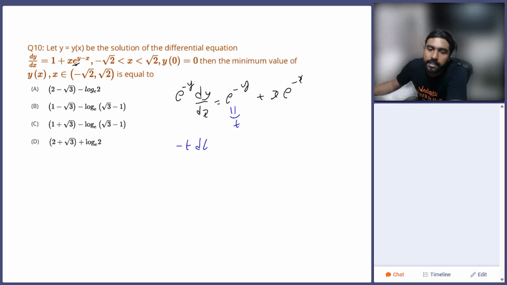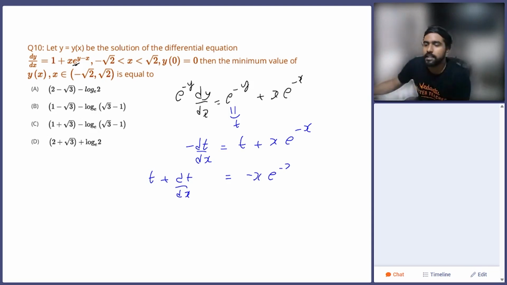So this gives me minus dt by dx. Sorry, minus dt by dx. Okay, simply minus dt by dx is equal to t plus x into e power minus x. So if I bring everything over to one side and convert this into a standard linear differential equation, I'll get t plus dt by dx is equal to minus x into e power minus x over here. This is the format that I have.